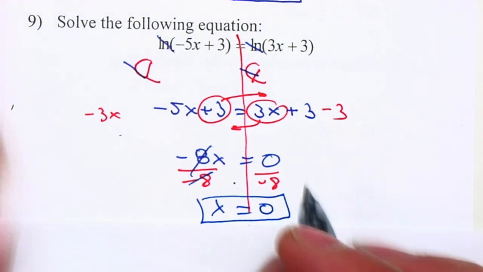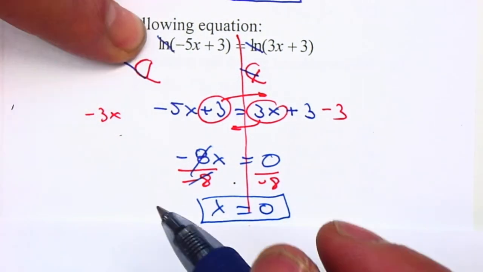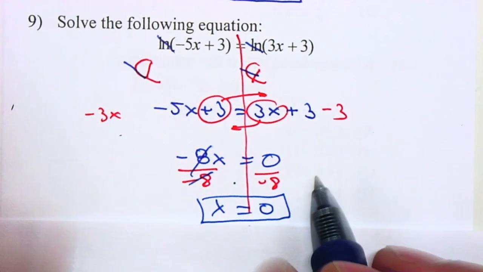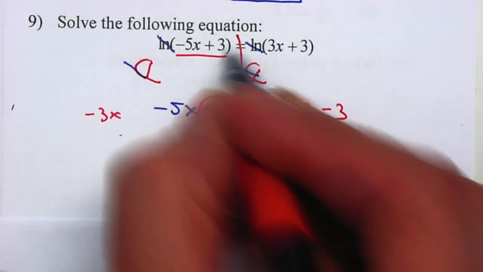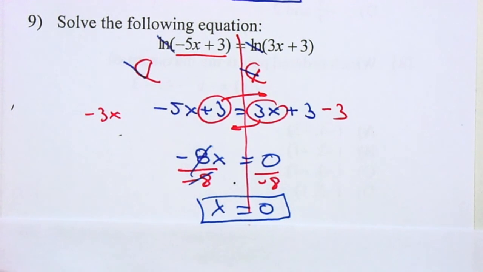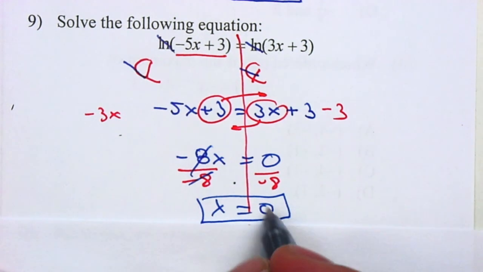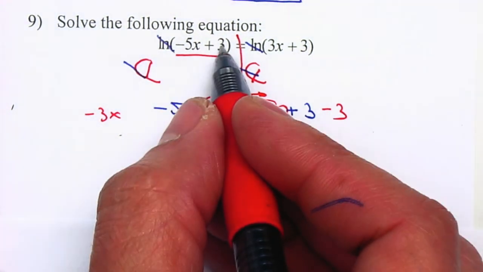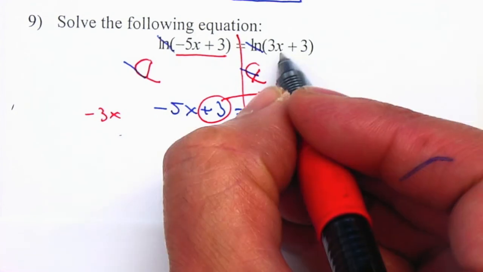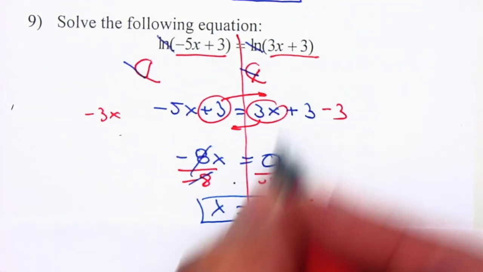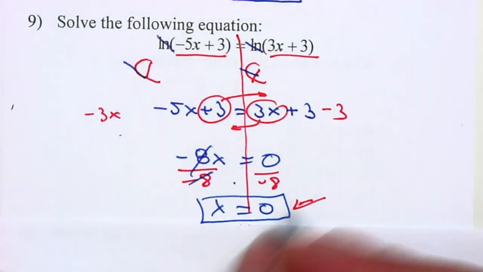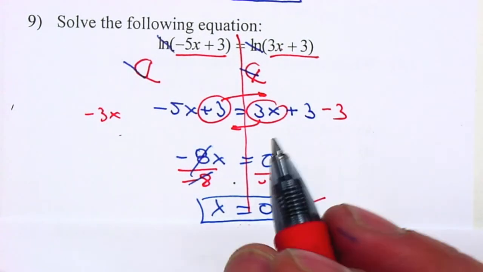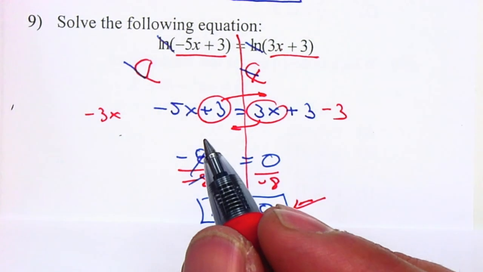Now remember that every time you have a log in your equations, even on problem number 5, you want to be able to say, okay, if I plug in a 0 in here, well, that will have to be positive. Because remember, you cannot take a log of a negative number or 0. So if I plug in a 0, that'll be negative 5 times 0 is 0, plus 3 is 3. That's fine. If you plug it in over here, 3 times 0 is 0, plus 3 is 3. So your answer is correct. But you always want to be able to do a mental check to confirm that it's correct.